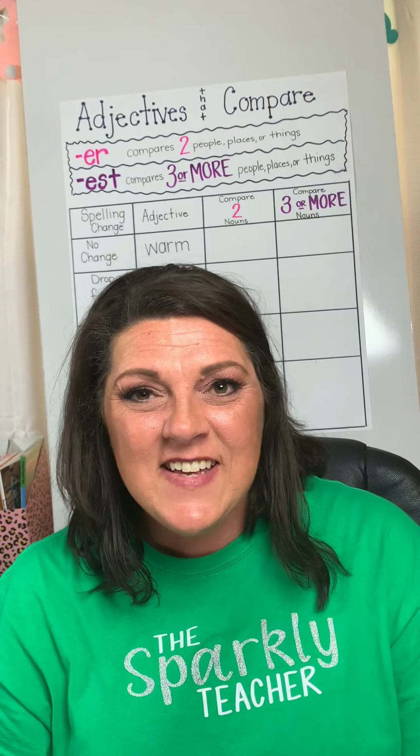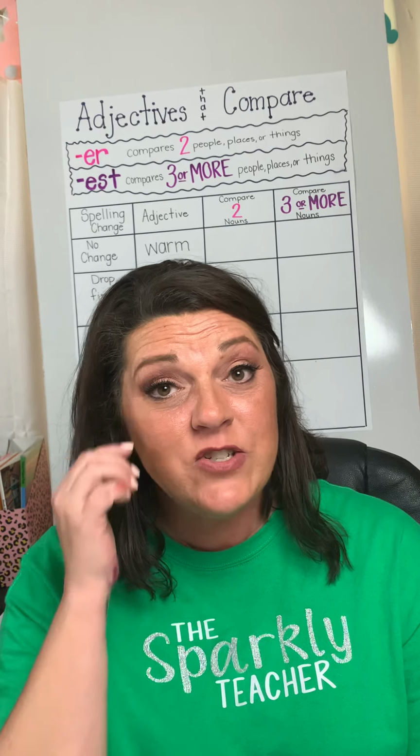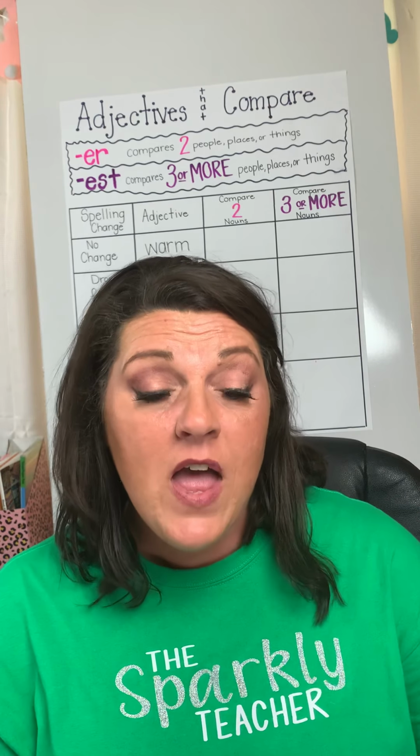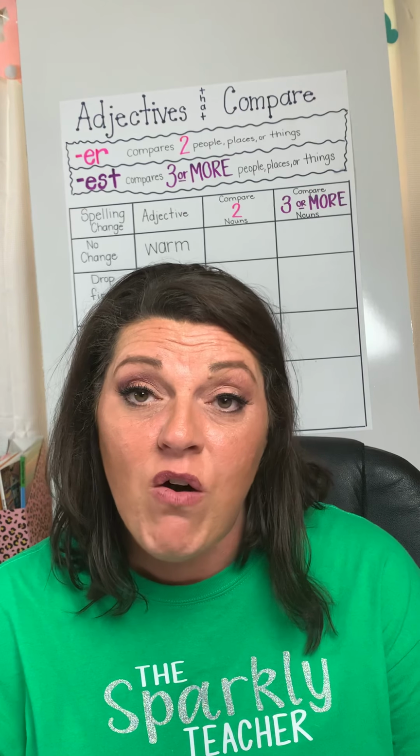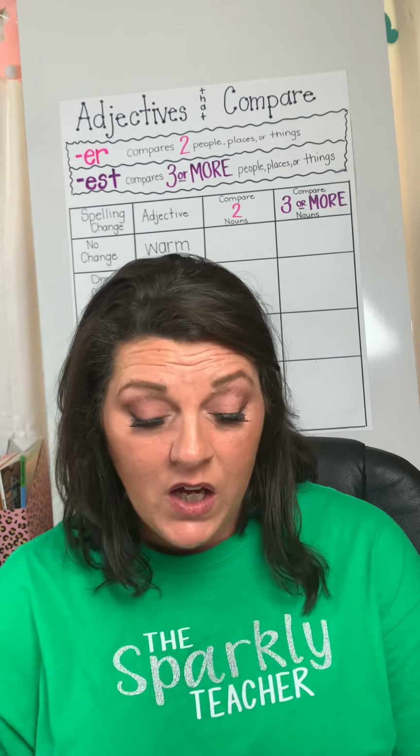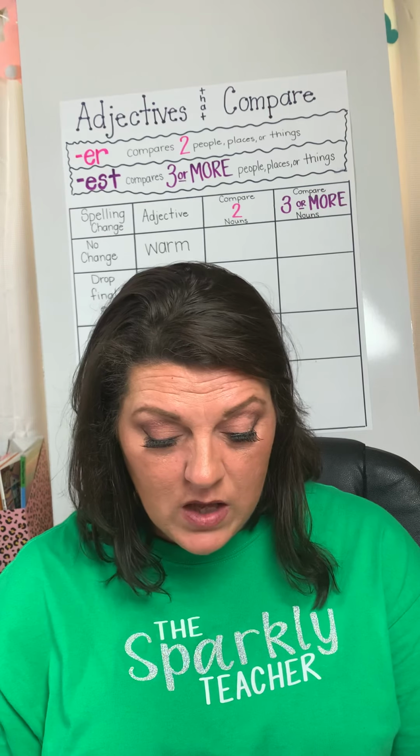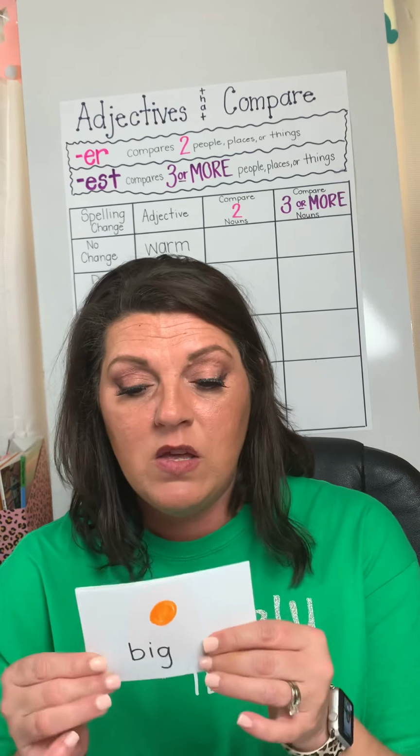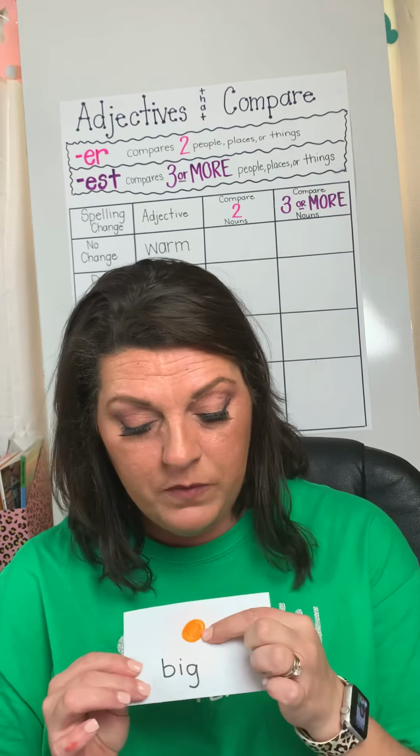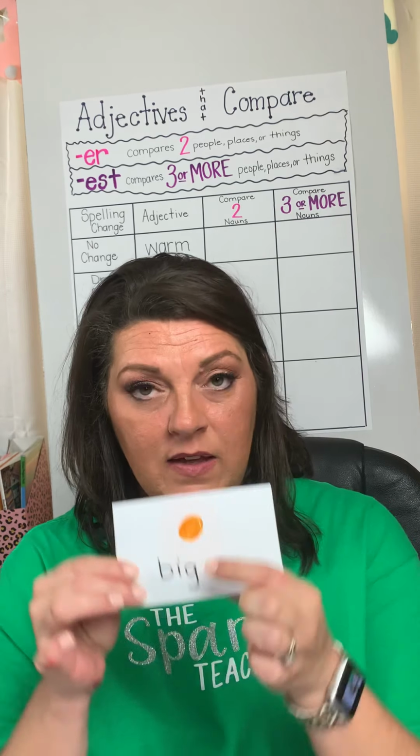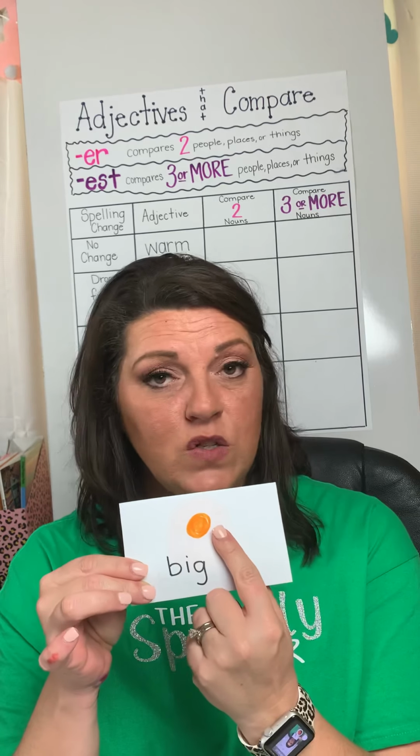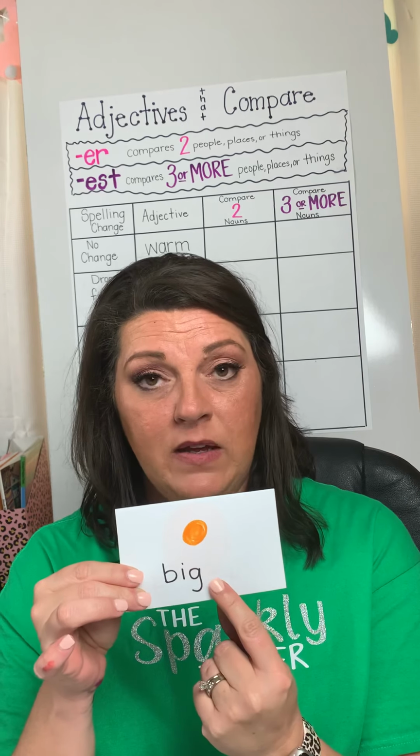Hello! Today's lesson is going to be about adjectives that compare, and particularly adjectives that compare using ER and EST. We're going to start with just a little example here using a circle. We're going to say this circle is big. That's just one circle, and this circle is big.